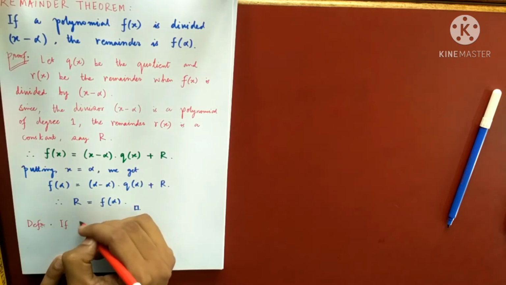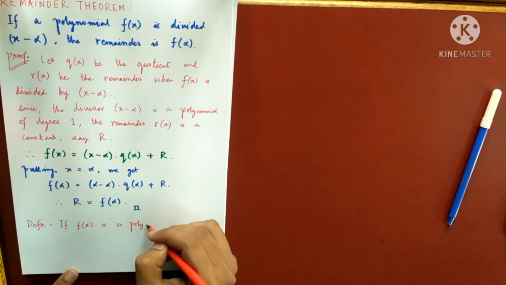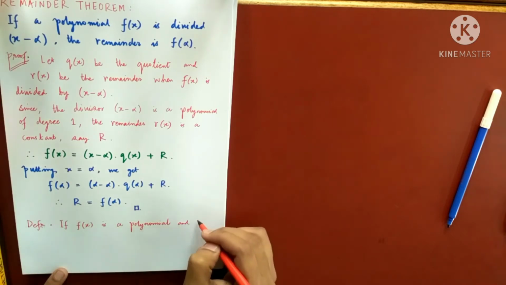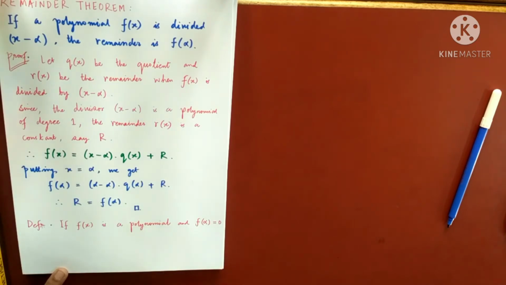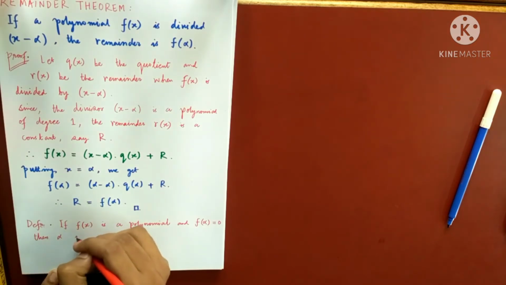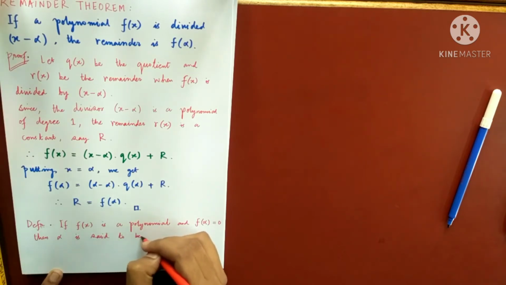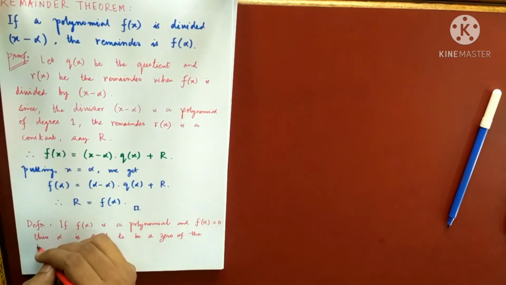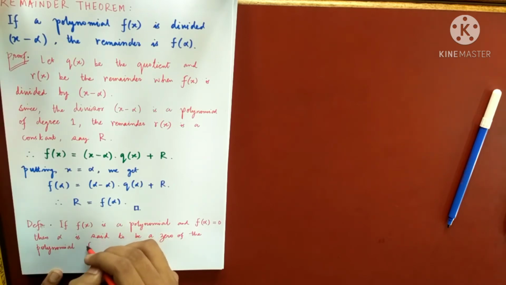If f(x) is a polynomial, and after putting a value alpha to x, I am getting 0. If f(x) is a polynomial and f of alpha equals 0, then alpha is said to be a zero of the polynomial f(x).